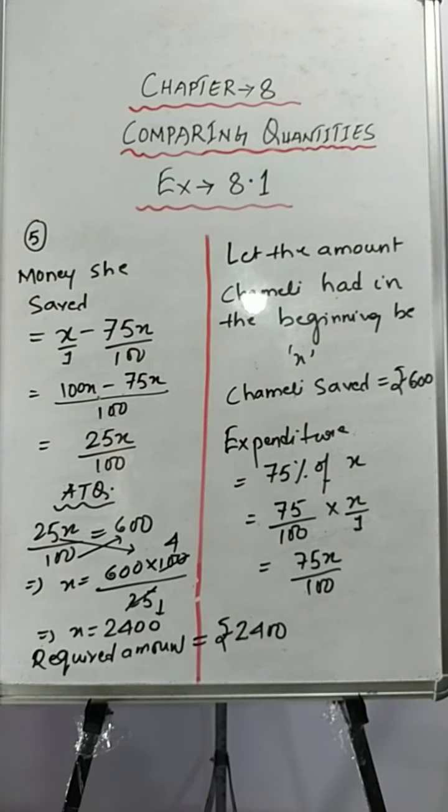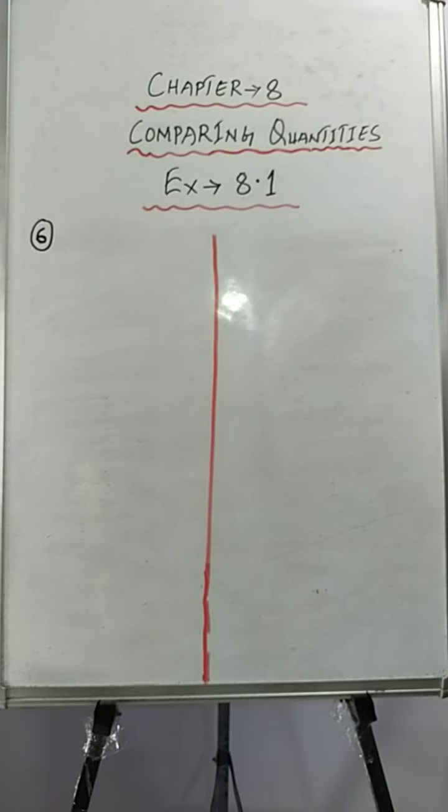Okay students, now let's move on to sum number 6. Now sum number 6 we have: if 60% of the people in the city like cricket and 30% like football, and the remaining like other games. Now as we know, percentage is always counted on 100, isn't it? So out of 100%, 60% people like cricket. Now again they have said 30% people like football. So what is the remaining percentage then? The remaining percentage will be 10%.